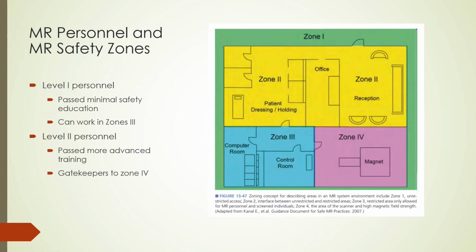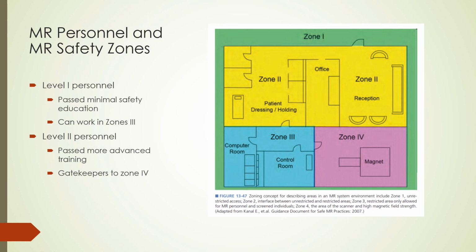The magnet safety training and education that staff working near the magnet receive classifies them as either Level 1 personnel or Level 2 personnel. Level 1 MR personnel have passed the basic MR safety course and have a basic understanding of the effects of MR magnets, dangers of projectiles, and the effects of strong magnetic fields on objects. These individuals can work in Zone 3. Examples are MR office staff, patient aides, and custodial staff.